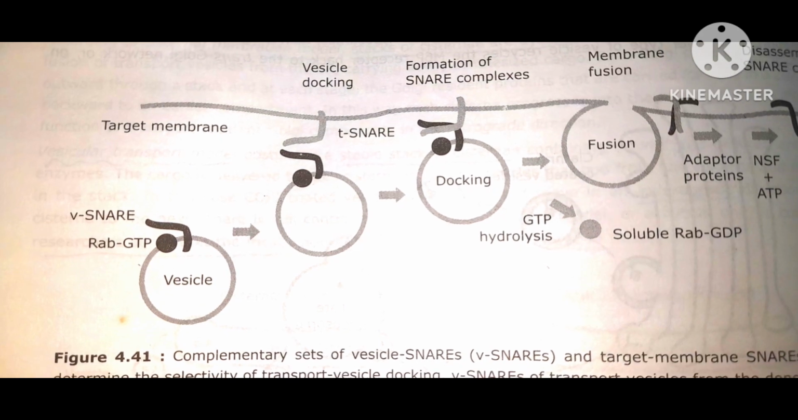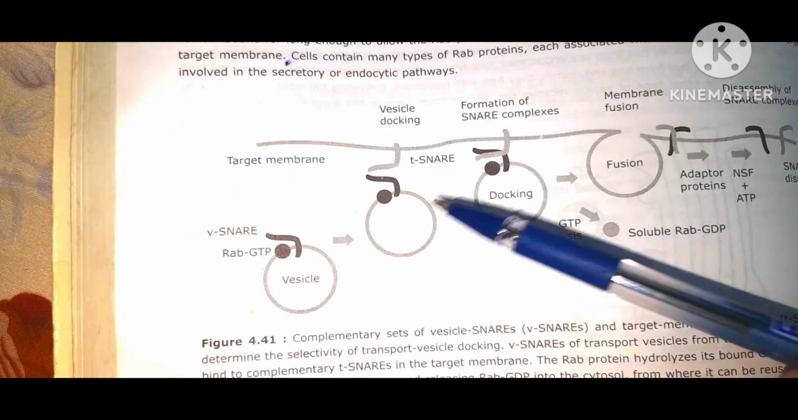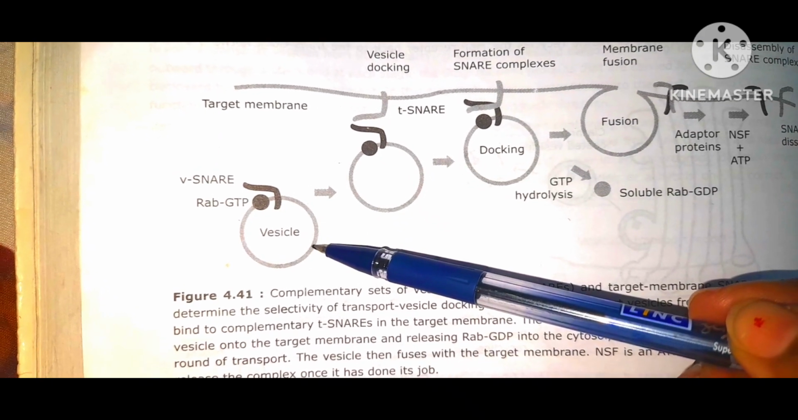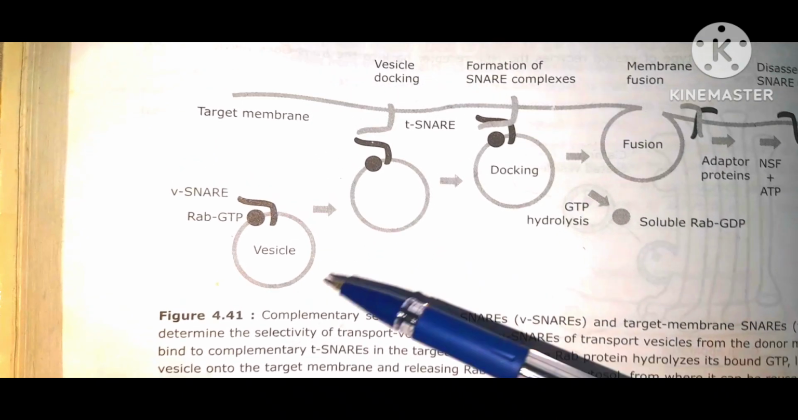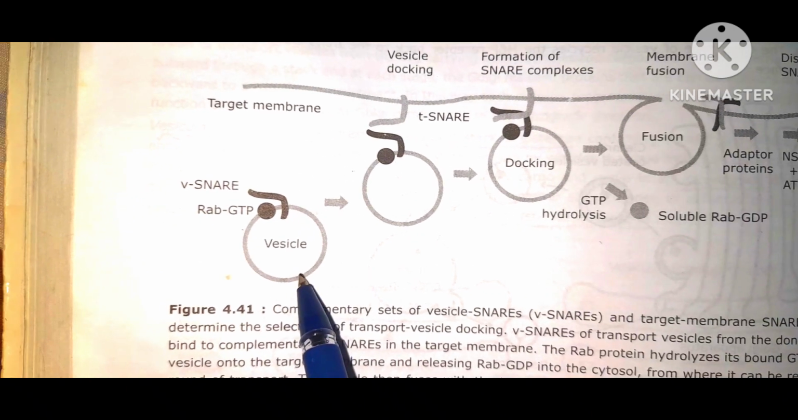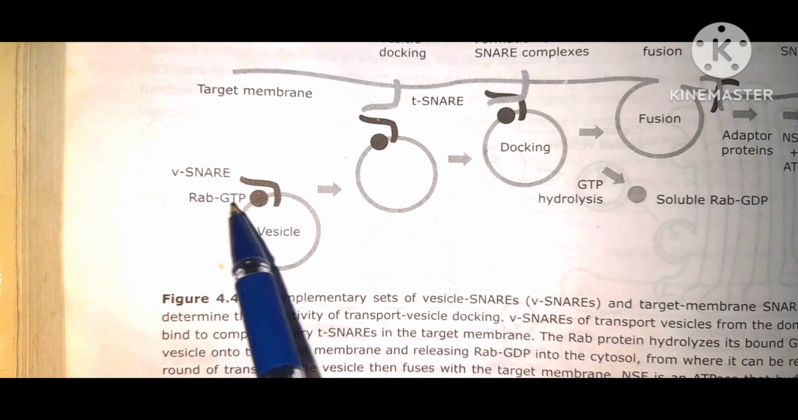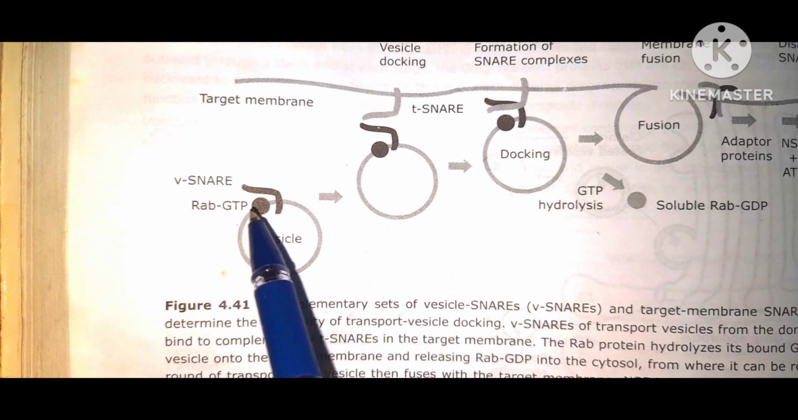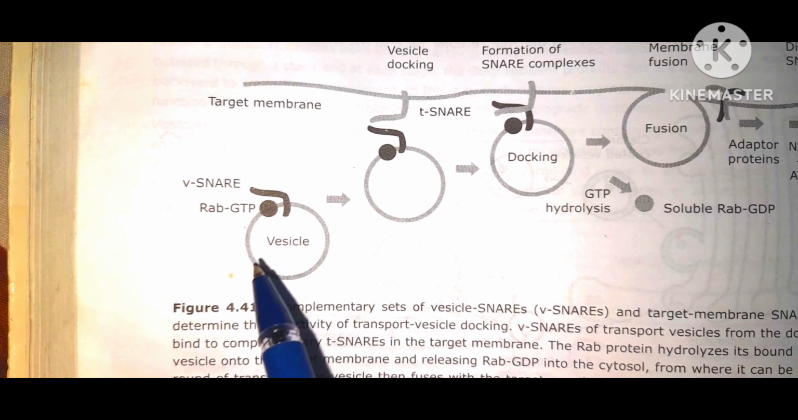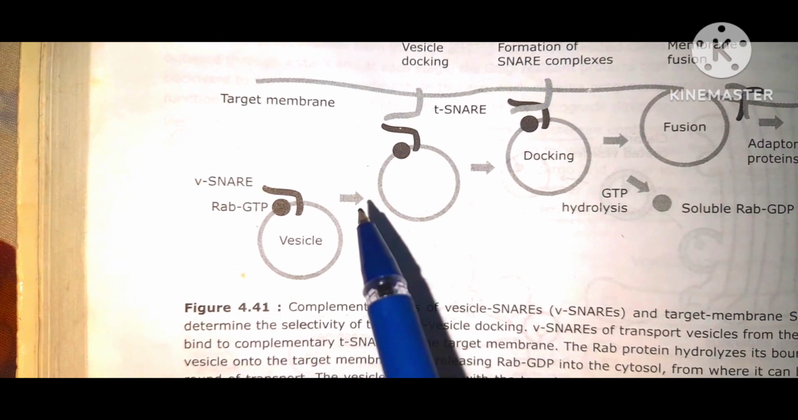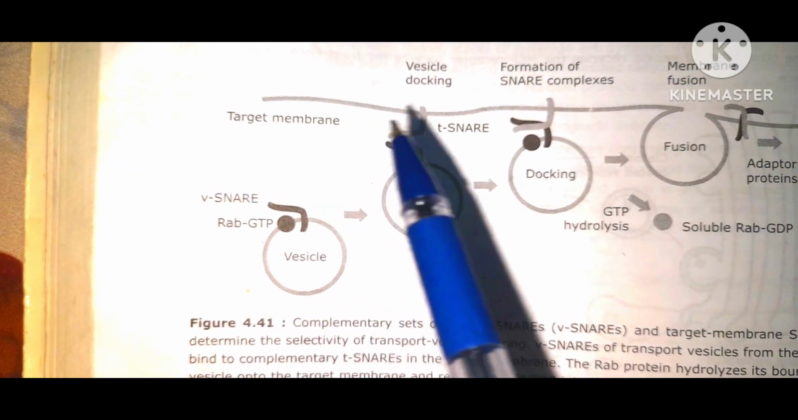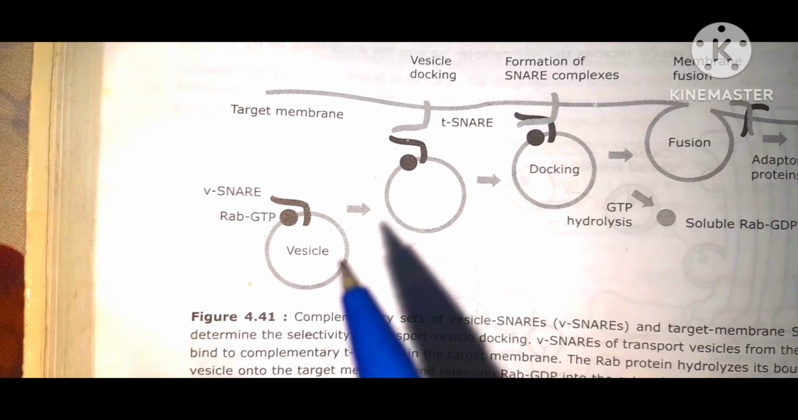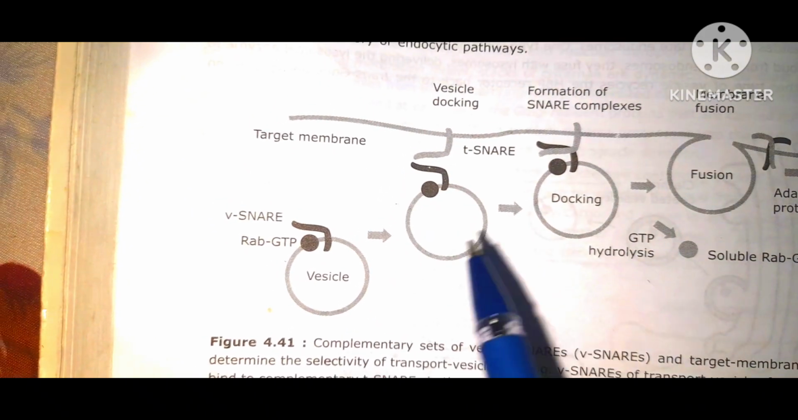Now let's concentrate. This is a vesicle, a Golgi complex vesicle. Here RAB GTP is attached, and the v-SNARE, the vesicle SNARE protein, is attached. This is the normal position. Now the next step: this is the target membrane, and the target of this vesicle is to bind with this target membrane.